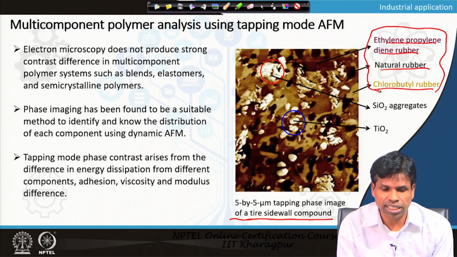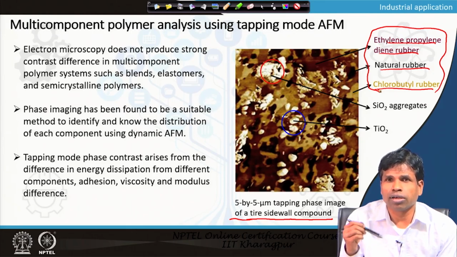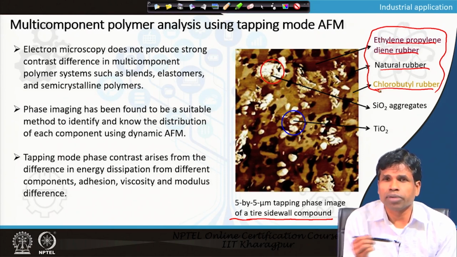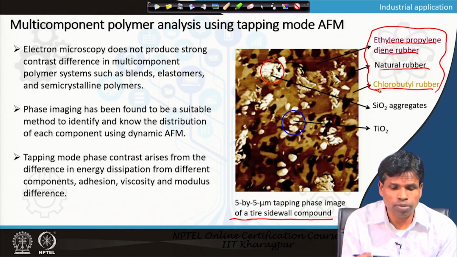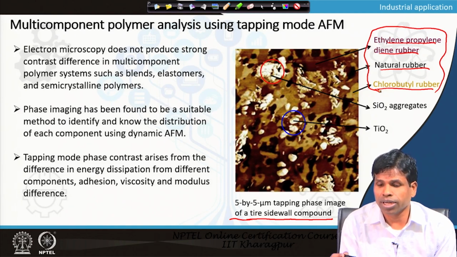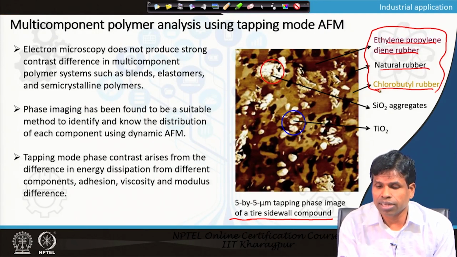But what we could see interestingly is its phase image, because when AFM is done in dynamic mode, we have oscillation and we can measure the phase shift, and the phase shift is directly related to the material's energy dissipation. The energy dissipation will be different for different types of materials, and their adhesion, viscosity, modulus etc. will be different, and therefore the phase shift will be different. From the value of the phase shift we can have a contrast difference. Contrast difference can be seen in this figure.